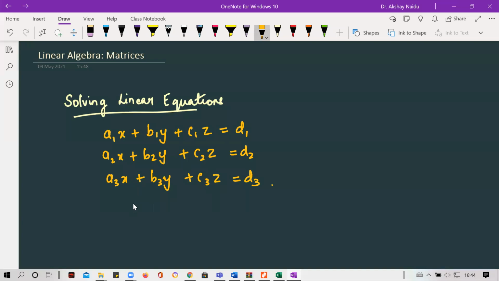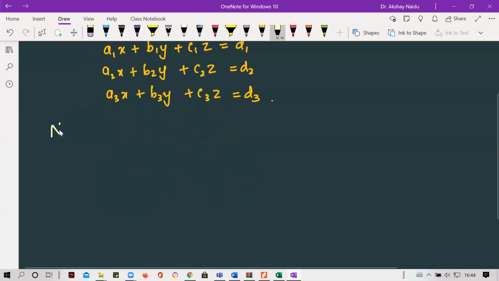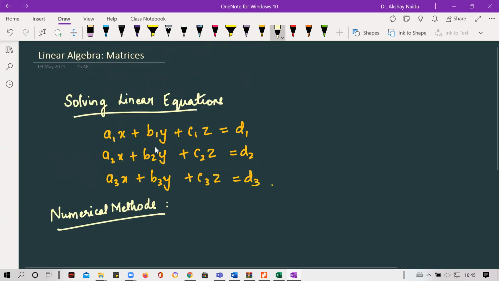Now, how do we use this in engineering? Most engineering problems, other than the simple ones, the complex engineering problems, have to go for numerical methods of analysis. All right, and in those numerical methods of analysis, you have to deal with matrices and linear equations.